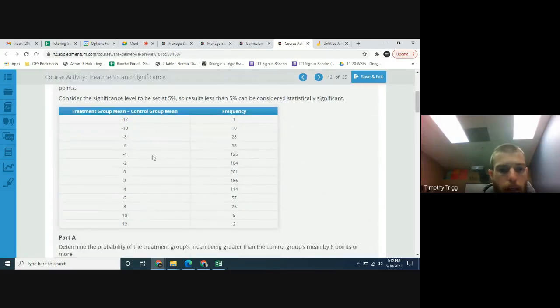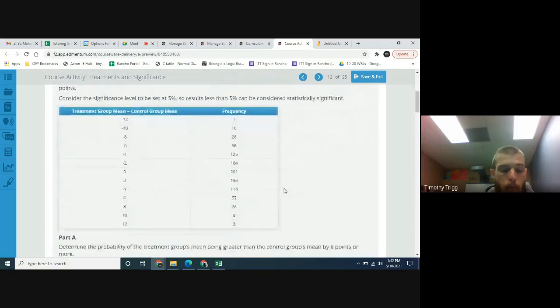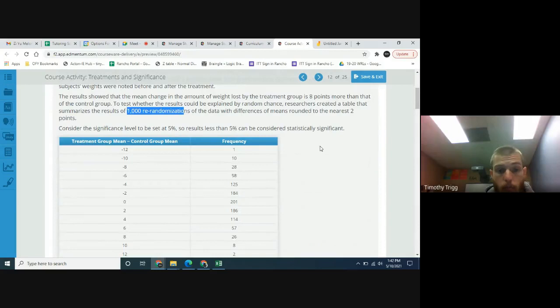So if we look at these, the treatment group minus the control group, that's what we got here. When you see, for example, 0, that means that if you look at the treatment group and subtract the control group's means, there was no difference between them. Basically, when these two numbers are the same, that gives you a 0. That happened 201 times, because there's 1,000 re-randomizations.